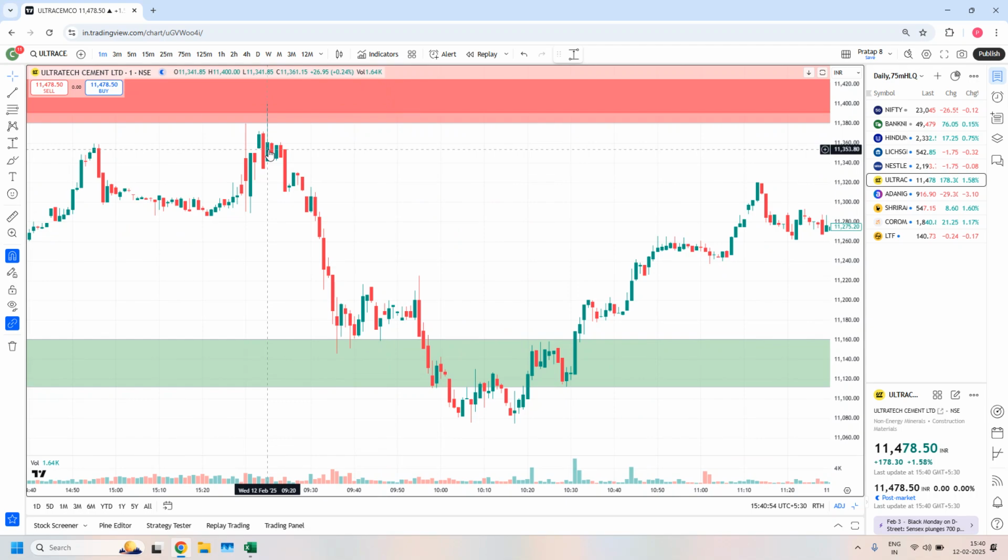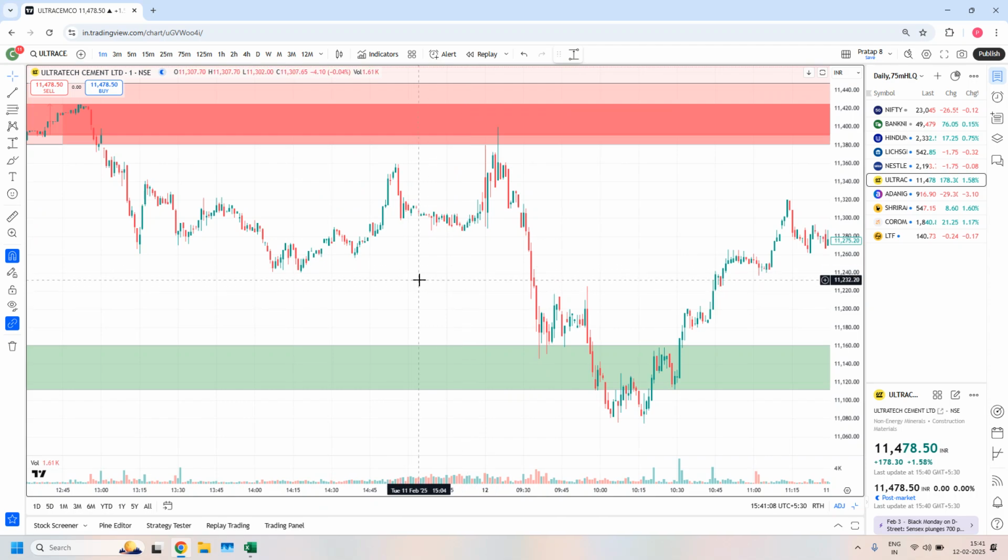You got the trade in the morning 9:20 candle, 1 minute candle. It reached the 9:36 candle. That means in 16 minutes your trade is completed. Just 16 minutes.